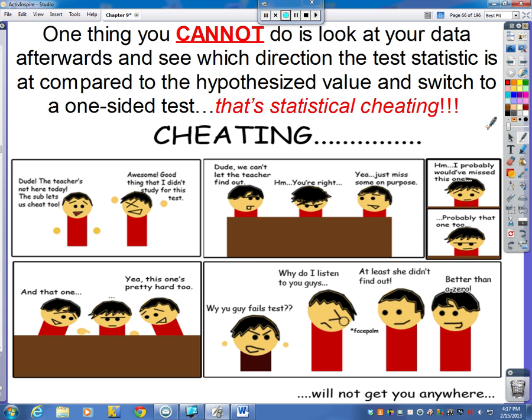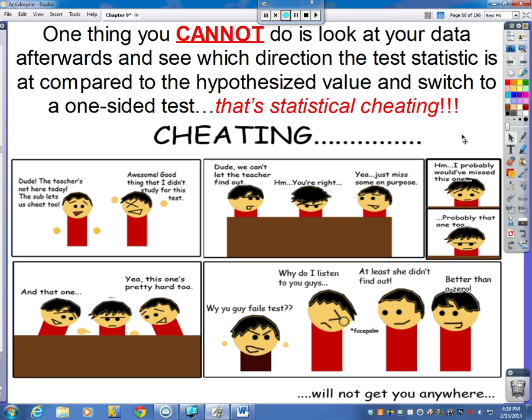Now, one thing you absolutely cannot do is look at your data from your sample afterwards and then decide which direction to do. For example, if you said, I have a fair die and I want to test whether it is a fair die, so I want to focus on rolling a 1. I think rolling a 1 should be 1 in 6, and if it's not fair, then it should be something not 1 in 6. So technically we should use the not equal to sign for our alternate hypothesis.